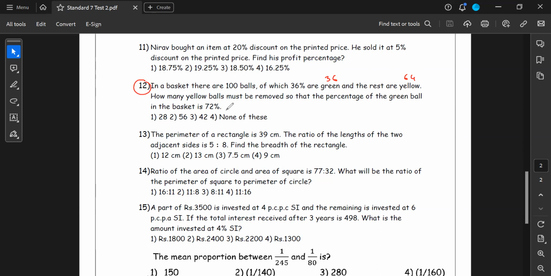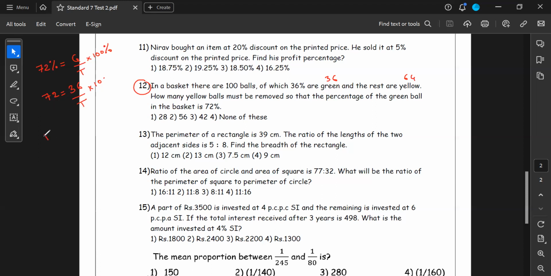Now what we want is basically the percentage of the green ball in the basket to be 72 percent. So we have to remove yellow for that. The percentage formula is the amount of green ball upon total ball multiplied by 100, right? So 72 will be, the amount of green ball remains same, 36 upon total. Total we don't know because some yellow balls were removed. After that, there is a new total. Initially it was 100, but now it is something else. Multiplied by 100.